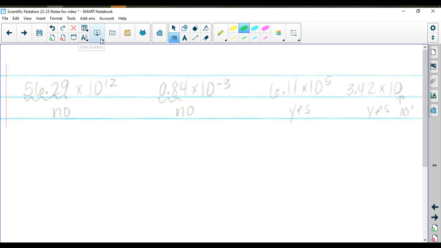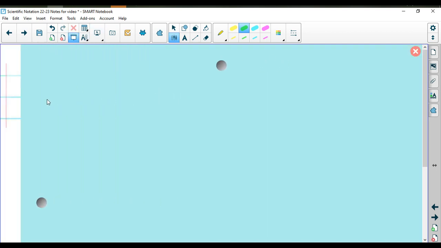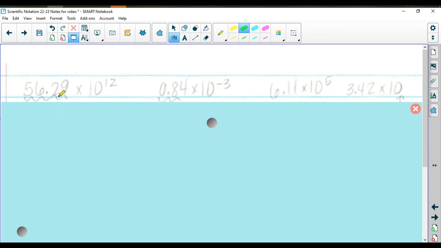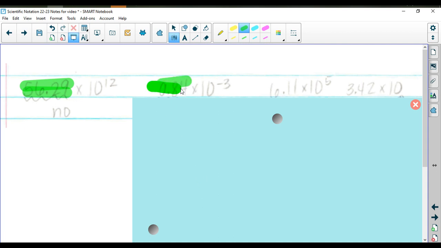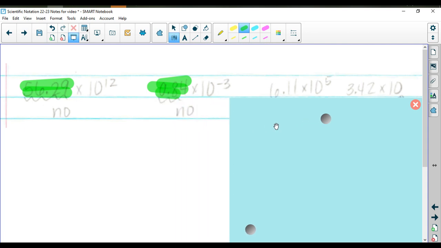For these examples across here, we're going to go one by one. The first one that we see is 56.29 times 10 to the 12th power. And I want you to take a look. This first part of your number, this 56.29, is that in between 1 and 10? Because it is not in between 1 and 10, this automatically is not written in scientific notation. Our next example is 0.84 times 10 to the negative 3 power. So 0.84, this number is not in between 1 and 10, so therefore this number is also not written in scientific notation.